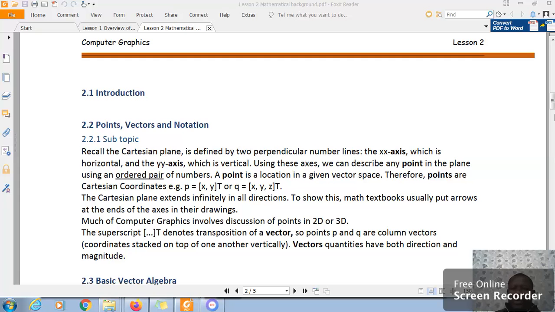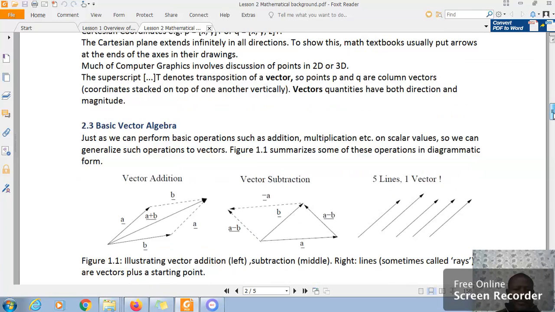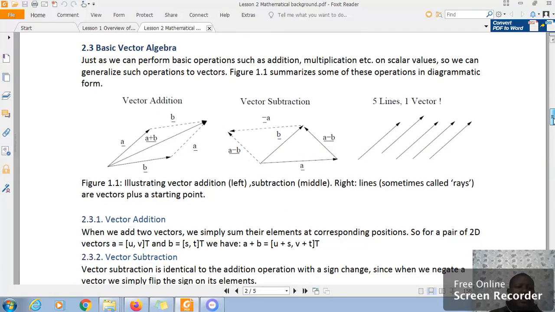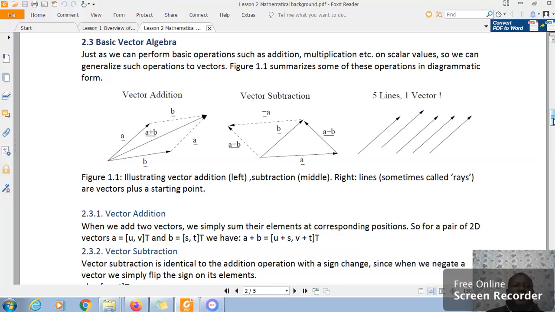Next, we look at basic algebra of vectors. So, just as you can perform basic operations such as addition, multiplication, etc. on scalar values, so we can also generalize such operations to vectors. And for instance, we can have vector addition. When we have two vectors, I'd like us also to note in the process how we are denoting the vector. In these diagrams, we have A with an underline, B with an underline, to note that A is a vector. There are various notations which are used, and we should take note of them.